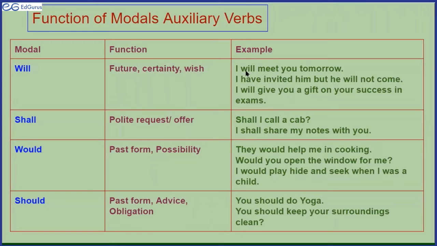One thing is, will is full certainty. There are a few modals, they have their degree of certainty. Will is the most certain and might is the least certain. May is little more certainty than might. Similarly, can and could also have. I will meet you tomorrow. Here, tomorrow. When we read, then we find it is certain. Right? Okay. I have invited him, but he will not come.